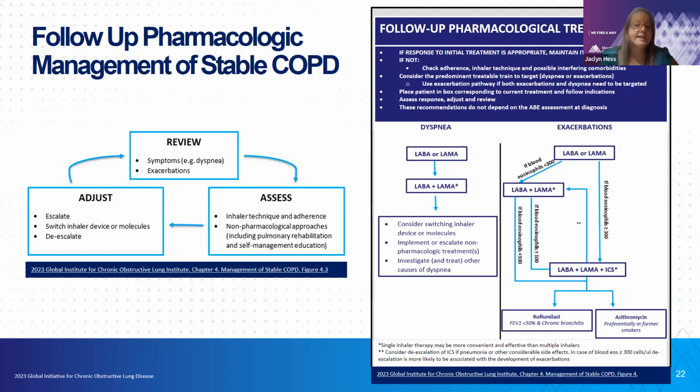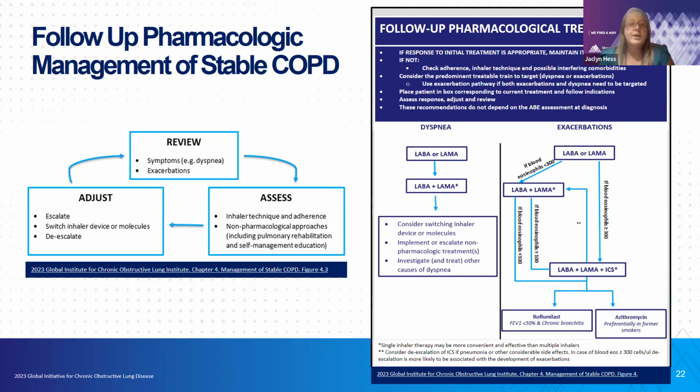So adding roflumilast if the patient has an FEV1 of less than 50% and they have chronic bronchitis, especially if they had a recent hospitalization in the past year for COPD. We can consider adding a macrolide with the best evidence for Zithromax, especially in those who are not current smokers. And then our other option is stopping the inhaled corticosteroid. And this can be considered if the patient is having adverse effects. So if they're having recurrent pneumonia, this may be an option that we want to consider, or if they're not improving with the addition of it.